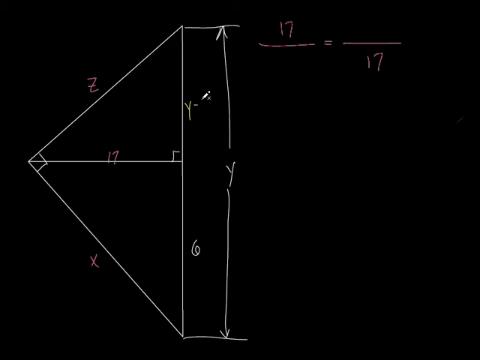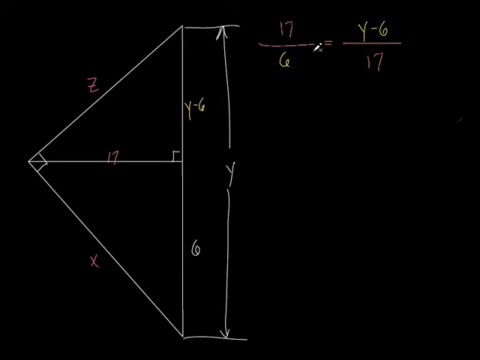So this would be y minus 6. Agreed? Good. So 17 is a geometric mean between what? The two segments, 6 and y minus 6. It doesn't matter where you put each one, because you're going to multiply them together anyway, right?